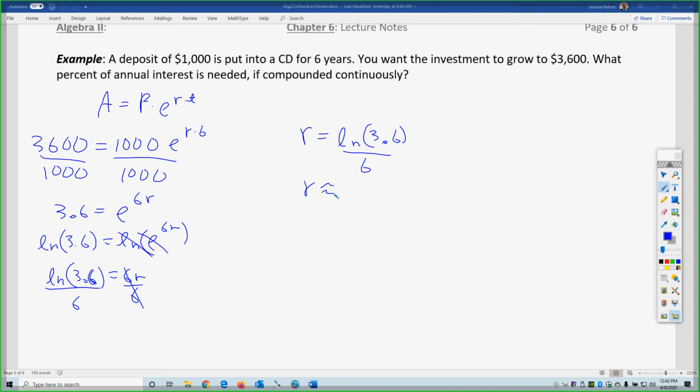So r is approximately 0.2135. Thus, approximately 21.35% interest is what we want. Okay, pause the video, try the student problem.